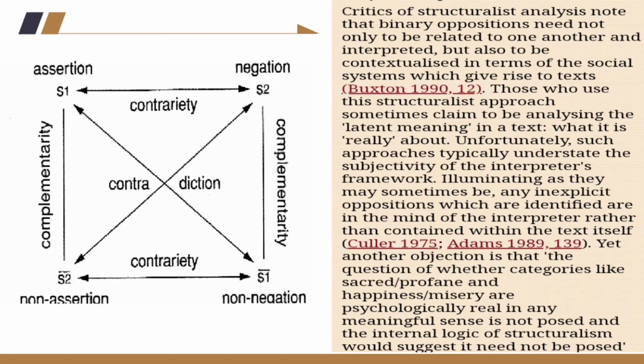The critics of structuralist analysis note that binary oppositions need not only to be related to one another and interpreted, but also to be contextualized in terms of the social systems which give rise to the text. Those who use this structuralist approach sometimes claim to be analyzing the latent meaning in a text. What is it really about? Unfortunately, such approaches typically understate the subjectivity of the interpreter's framework. Illuminating as they may sometimes be, any implicit oppositions which are identified are in the mind of the interpreter rather than contained within the text itself.